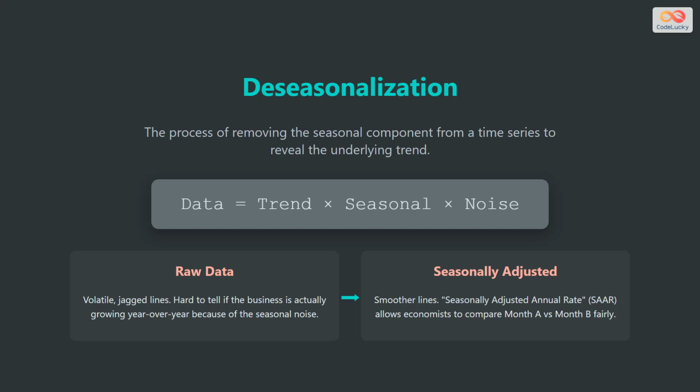Statisticians often perform a process called deseasonalization. This involves mathematically removing the seasonal component from the data. This allows us to see the true underlying trend and determine if a business is actually growing or if it is just a busy time of year.